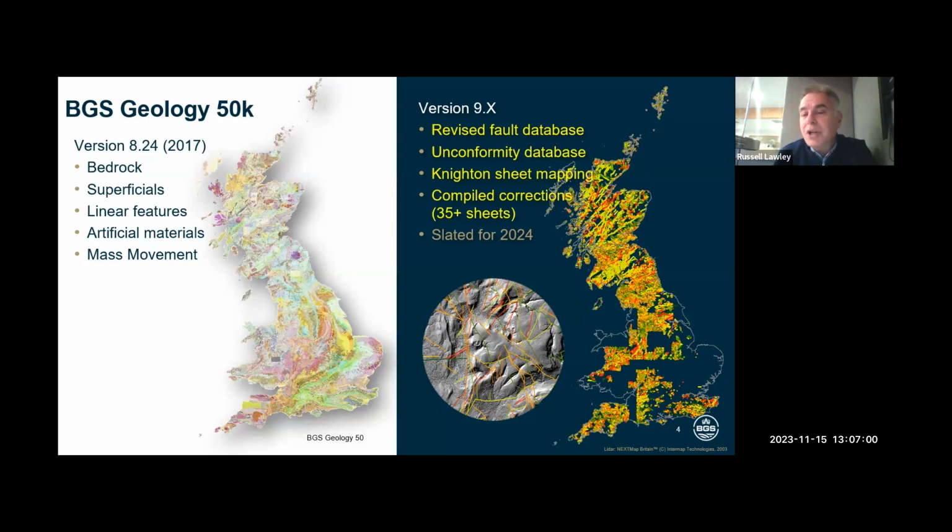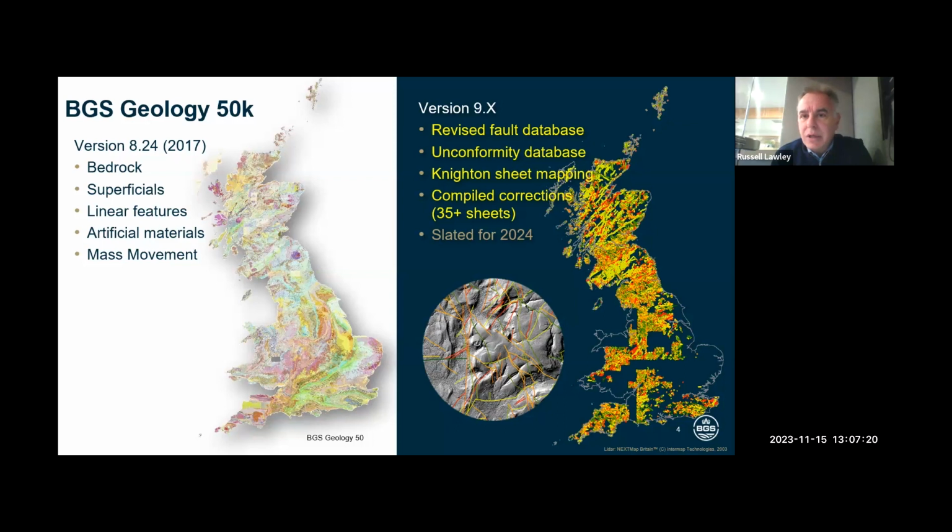There is one tiny grey square called Knighton on the English-Welsh border, which is a source of unending embarrassment for BGS, but we have finalized the mapping of that area. It was supposed to be sorted out this year, but unfortunately COVID got in the way. So we are running about 12 to 18 months behind that one.